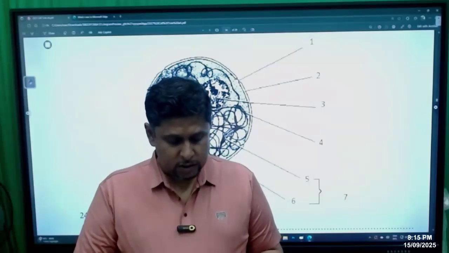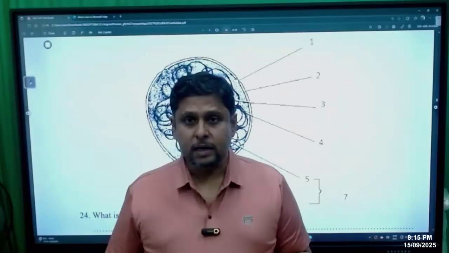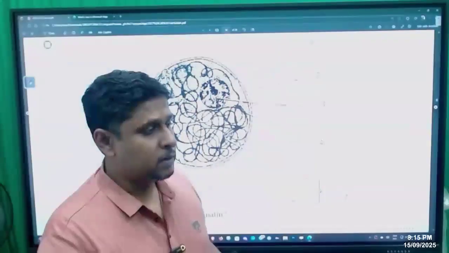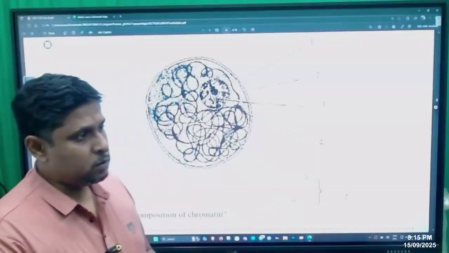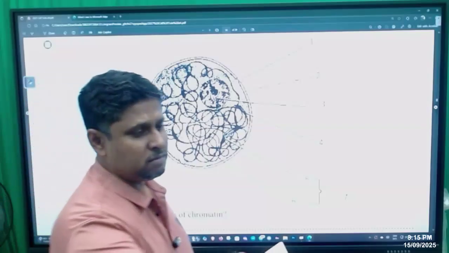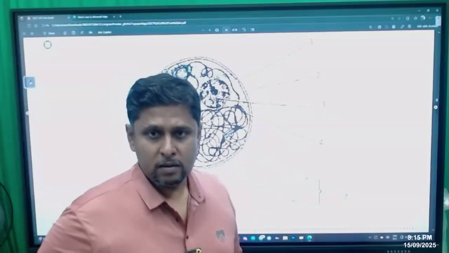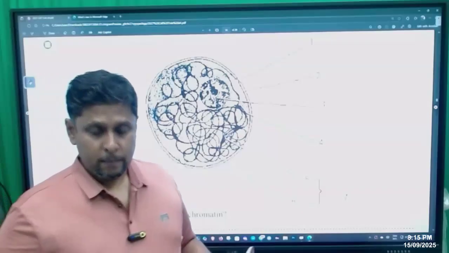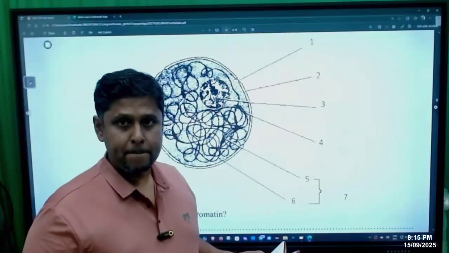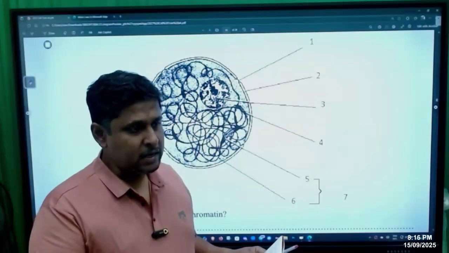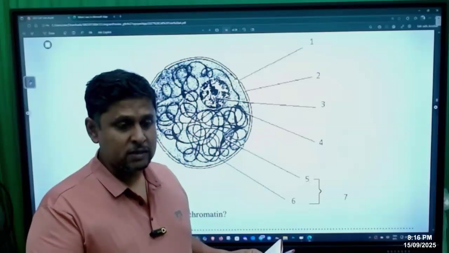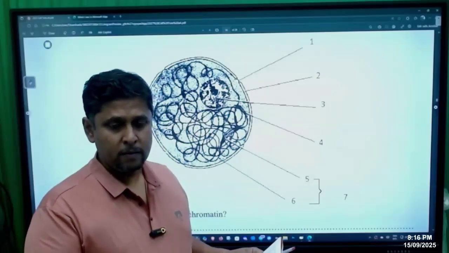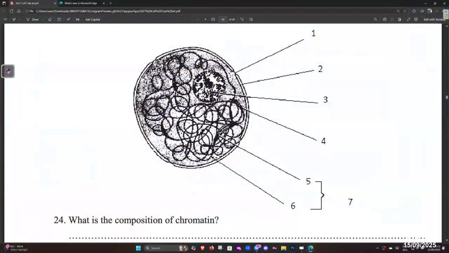Right. Nucleus, question number 23. Nucleus is a light microscopic structure. Brightness එක වැඩි පේන්නේ. මේක සෙට් කරලා නැහැ. Right. Question number. මේකේ pen ටික කො.